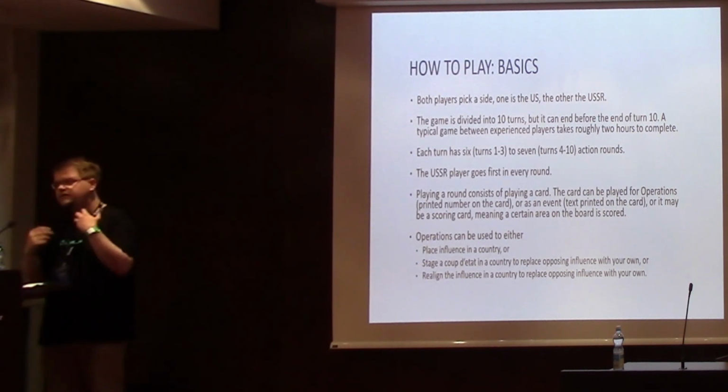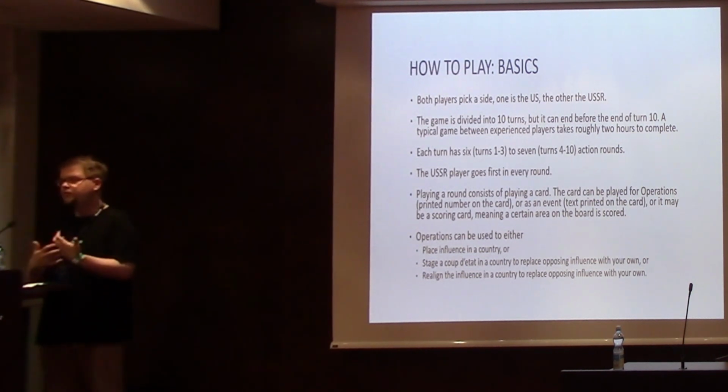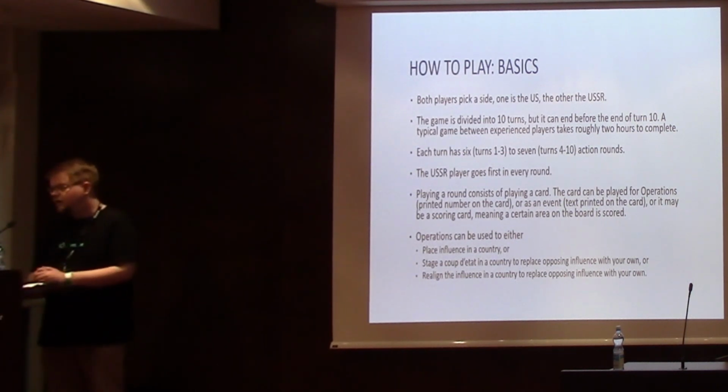So every card you play has a printed number. Well, almost every card has a printed number that represents the power of that card. Or it has an event, which is printed text. And when you're playing a card, you typically, sometimes or often, choose between triggering the event or playing the card for the operations points. You can also have a scoring card, which means that a certain area on the map is scored. The next slide is the map, so that's going to give a better idea of what I'm talking about.